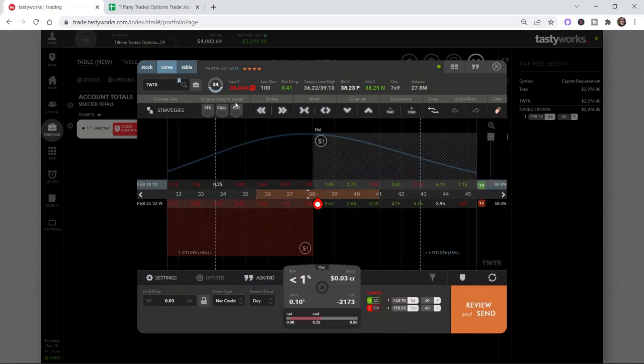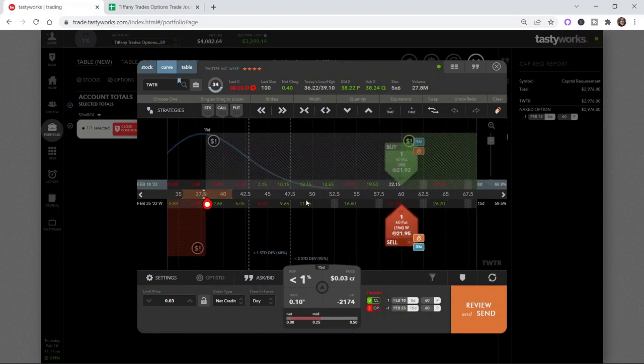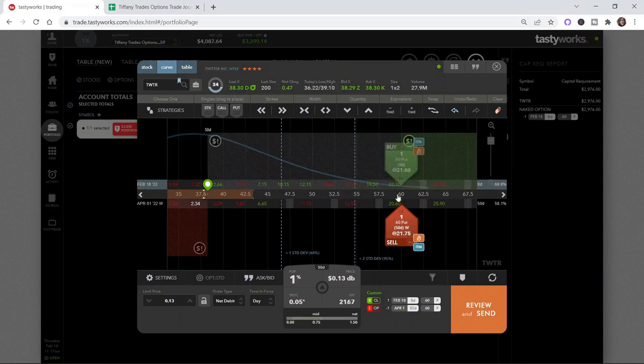Because I think that Twitter is going to need some more time to recover, and I'm not likely to get a very good credit by rolling down and out. It would make me go out to like January, which I don't want to do. I'm going to leave Twitter at 60.